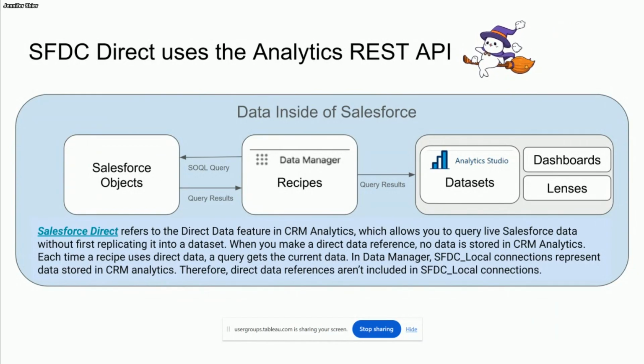Right. So I didn't find this useful while I was here. I don't even think we used it. I played with it, but we didn't use it. But it was interesting when I read the notes about it. It says here that these connections represent data stored in CRM Analytics, CRMA. Therefore, direct data references aren't included in here. So where are they stored?